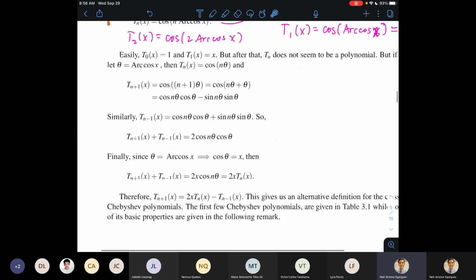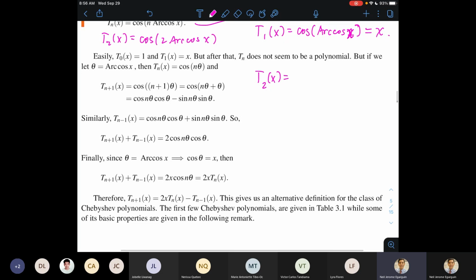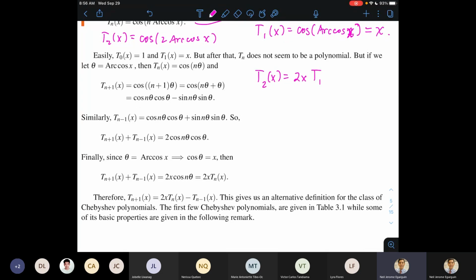So with that knowledge, I can compute for T2. So according to our derivation, T sub 2 ay equal lamang kay 2x, the previous Chebyshev polynomial, so that would be T1 of x, minus the Chebyshev polynomial 2 steps back. So this would be T0 of x. So this would be 2x times x minus 1, right? Kasi yung T1 ay x, yung T0 ay 1. So basically, this is 2x squared minus 1. That's the degree 2 Chebyshev polynomial.